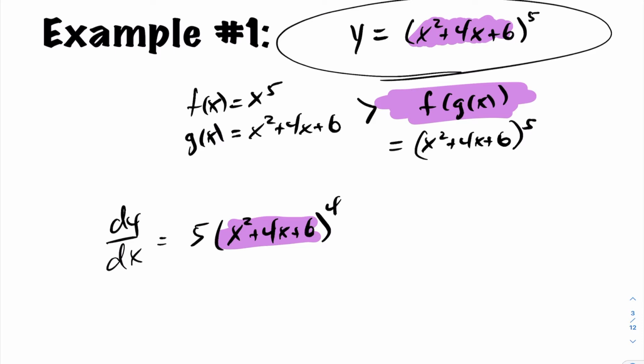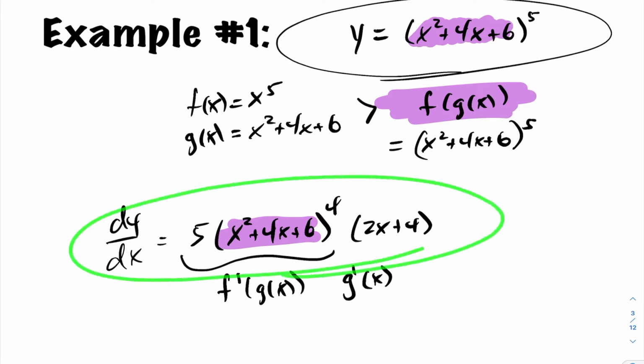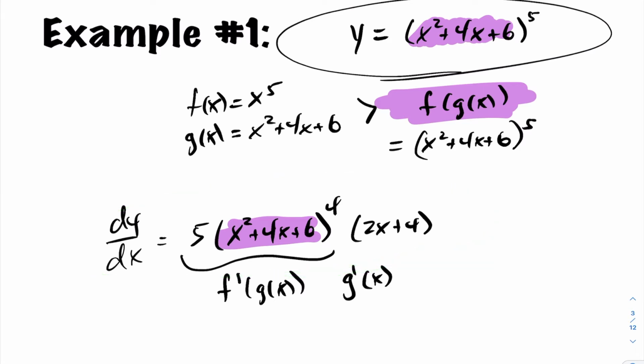This would match your g prime at x. And in this situation here, the derivative of the inside would be times 2x plus 4. Notice here, this is your f prime at g at x, and this is the derivative of the inside, which is g prime at x. So the derivative of x squared plus 4x plus 6, all to the power of 5, would be equal to 5 times x squared plus 4x plus 6 to the power of 4 times the derivative of the inside, which is 2x plus 4.